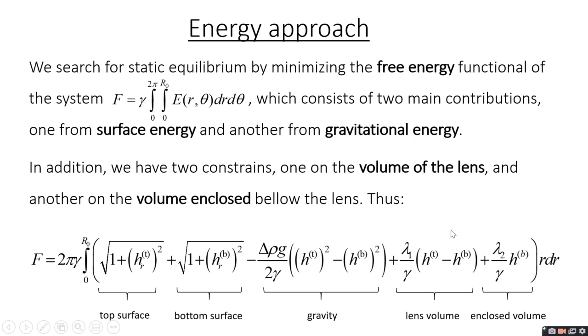Since the system is at a steady state equilibrium, a natural approach is to use the energy method. The functional F defined here represents the free energy of the system, and the steady state is achieved at the minimum of this functional. The first two terms under the integral sign are the contribution from the interfacial energy, one from the top surface and another one from the bottom one. The third term is the contribution from the gravitational energy, so that at neutral buoyancy this term disappears. The last two terms represent the geometric constraints. One constraint is the volume of the lens, and the other is the enclosed volume I mentioned previously.